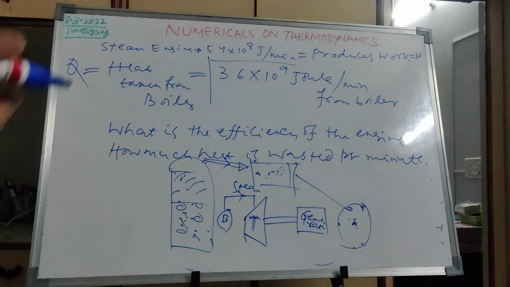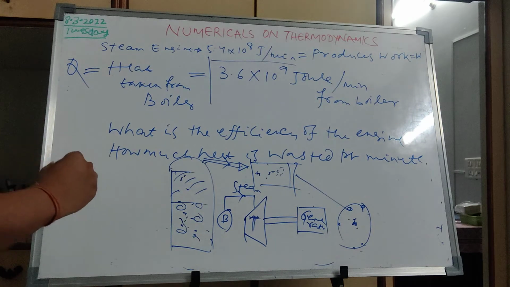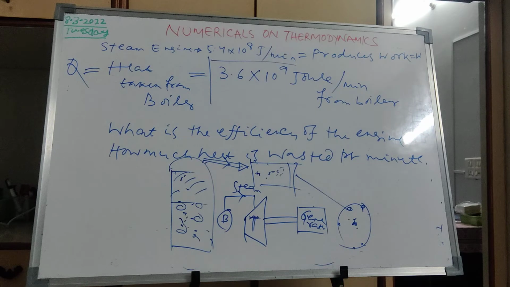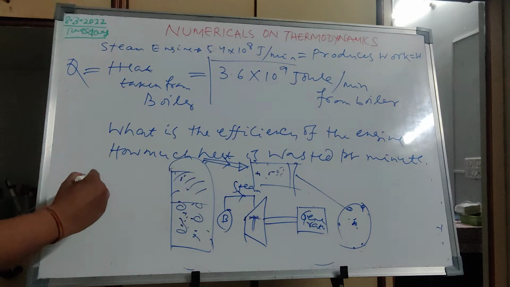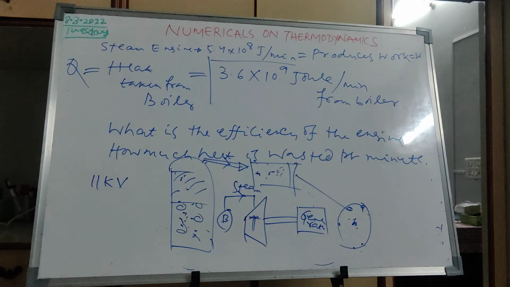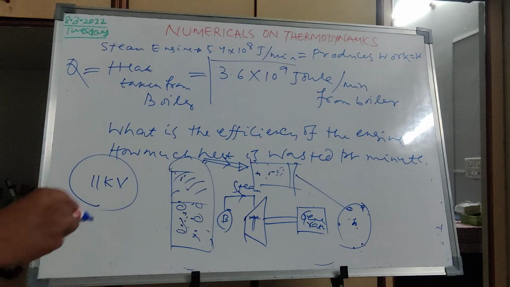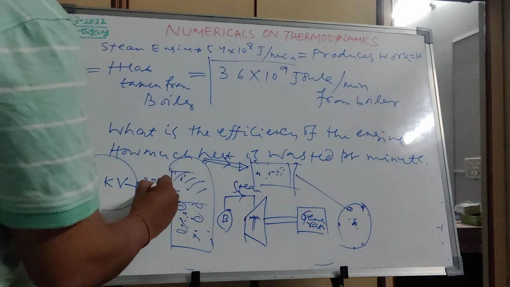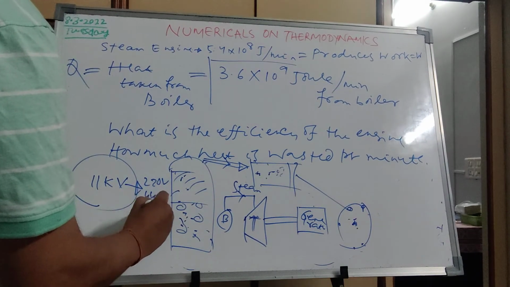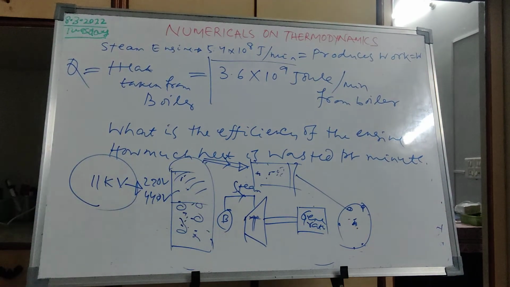In your village, at the end of the village, you have a transformer. Let us say it is an 11 kV transformer. That 11 kV transformer will step down the voltage from 11 kV to 220 volt or 440 volt. That is called a step down transformer.